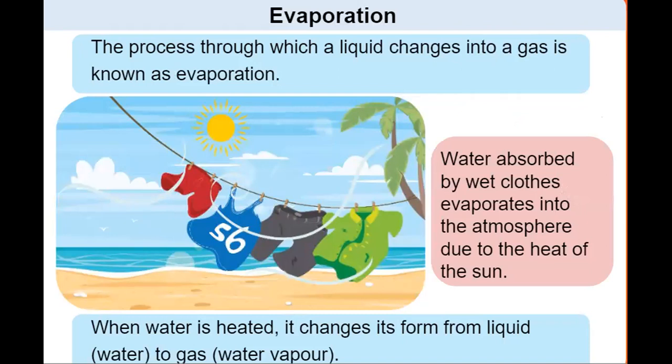Water absorbed by a wet cloth evaporates into the atmosphere due to the heat of the sun.